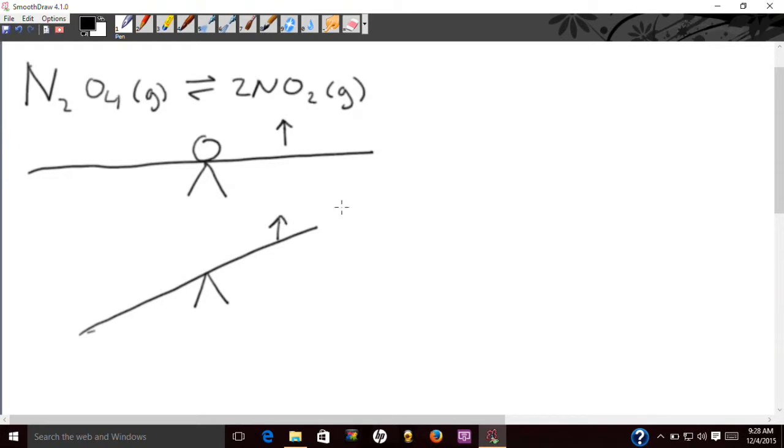Our seesaw is now tilted up. So which way is our ball going to roll? Our ball is going to roll down to the left, down towards the reactants. So if the concentration of NO2 gas is increased, the ball is going to roll to the left, making our reactants decrease. And if you notice this pattern of arrows, where one side's always going up and the other side's always going down, this arrow is always going to point towards the downside.